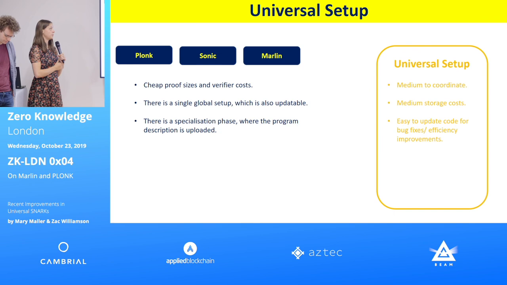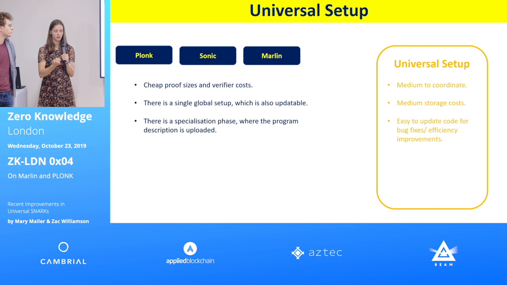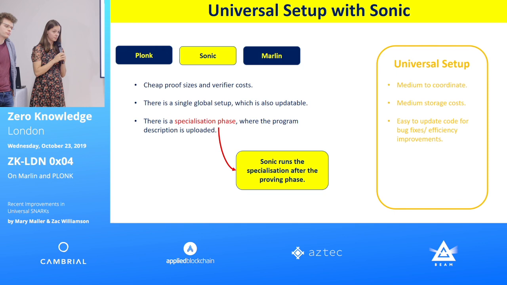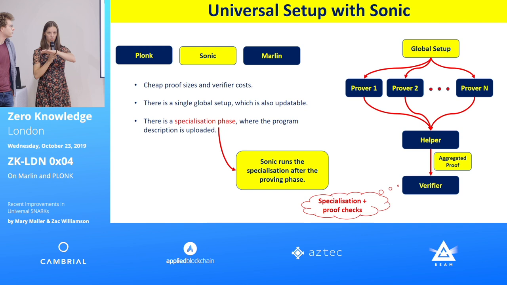In a universal setup, that specialization process is still done at some point in time, but we can make it so that it's not done during the trusted setup. And this is why we're able to run them across lots of different applications. In the case of Sonic, the specialization is done after proofs have already been generated. So you have your trusted setup, and then you have many, many provers that take in the output of that and generate proofs. They then pass on their proofs to some untrusted party who aggregates them together, and only then does the verifier check the proof.